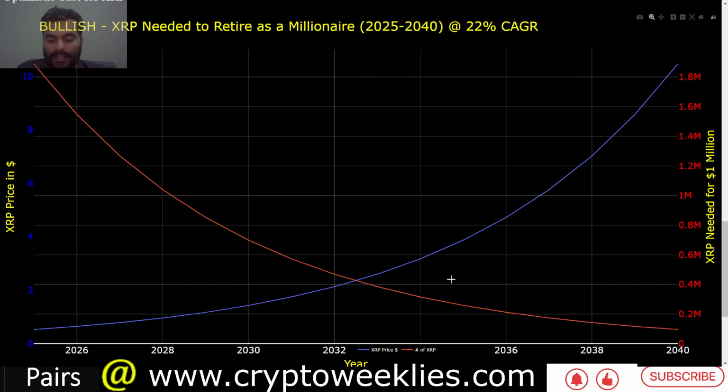Again, this is without any staking, and 2040 is one year, but if you were interested in other years such as 2033, 2034, this particular chart offers insights on the price at 22% growth on the blue line, and the red line the number of tokens needed to be an XRP millionaire at any point in time. All of the charts that you are seeing on the screen are available on cryptoweeklies.com, and you don't have to pay or sign up for anything.